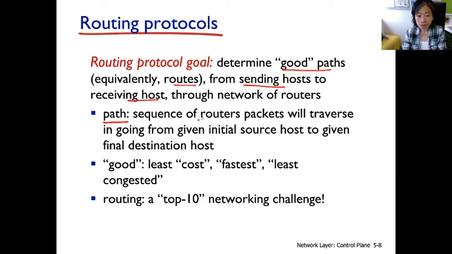A path is a sequence of routers, one connected to another, connecting the initial source to the final destination, such that this path is the least in cost, so we pay the least, or the delay is the shortest, or the promised bandwidth is the highest, therefore the congestion level will be the lowest. So finding a good path is the goal of a good routing protocol or routing algorithm. It's also one of the top 10 problems in computer networks, just like reliable data transfer and congestion control.